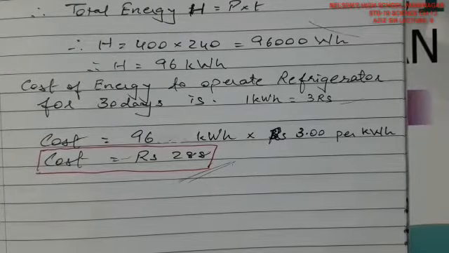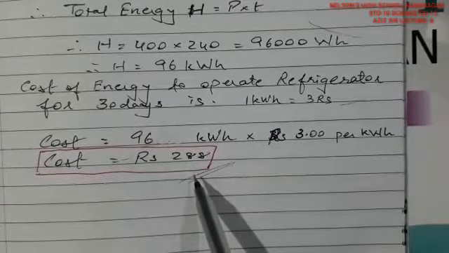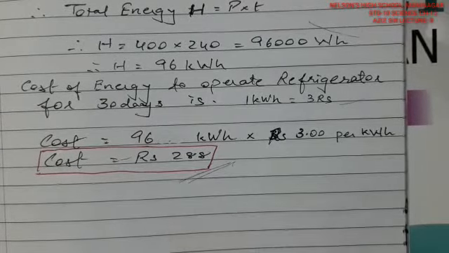That means a heavy refrigerator costs 288 rupees in bill for an entire month. Fine. I hope you must have understood these sums.